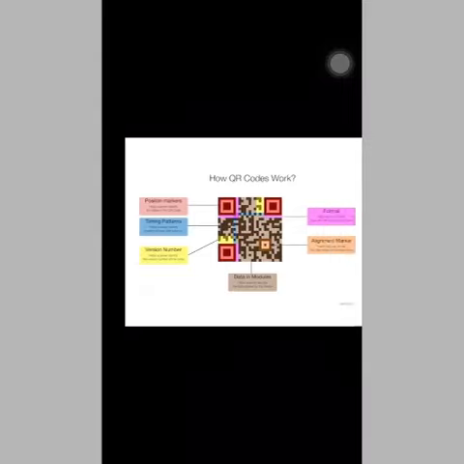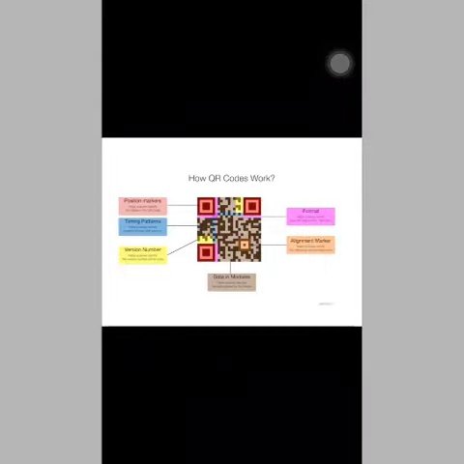Let's see how QR codes work. Think of a QR code as a language. Humans can't read this language, but mobile devices and scanners can. Just as the English language has rules on how to form a sentence, a QR code is also made up of elements. QR codes are made up of data modules.